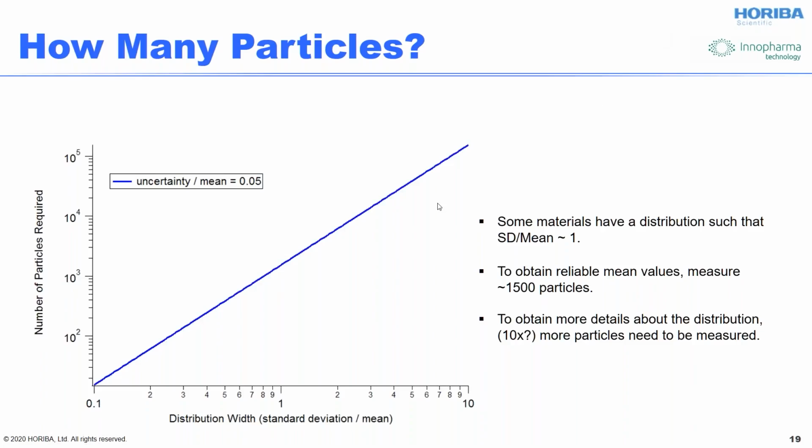If you become interested in things like the width of your distribution, or if you're looking for a small number of oversized or undersized particles, the more details and the more heterogeneous your sample, the more particles that you need to analyze. But this graph is really the answer to that question, or at least the first answer that we give until we start making measurements.